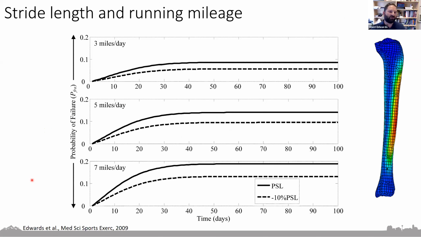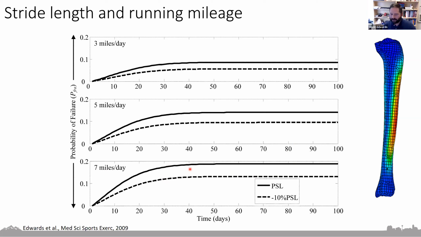We can also look at the model this way. In that model, we simulated about 100 days of in silico running, if you will. So 100 days of running either 3 miles a day, 5 miles a day, or 7 miles a day. And if you look at what the model predicts, the risk of stress fracture is really going to plateau and level off at about 40 days of training, indicating that if you didn't get a stress fracture within about 40 days of a new training regimen, you're unlikely to have that stress fracture afterwards.